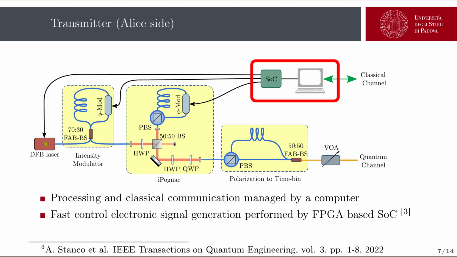Instead, all the electronics, so the fast electronic signals needed to control the laser, the intensity modulator and the polarization modulator, are generated by an FPGA-based system on chip, interfaced through the computer. Details about the architecture are available in the reference here below.